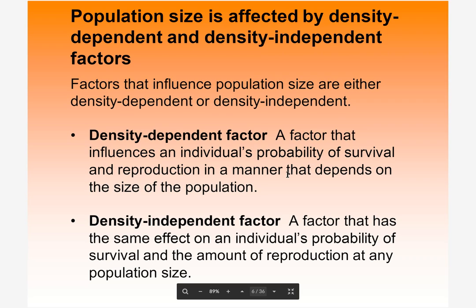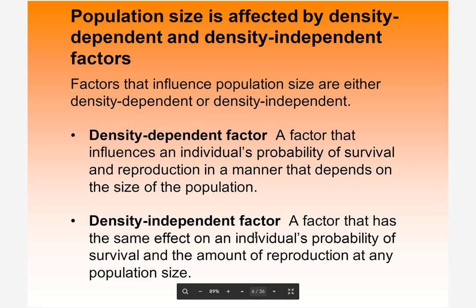A factor that influences an individual's probability of survival and reproduction in a manner that depends on the size of the population. And then a density independent one is one that has nothing to do with the size of the population, right? At any population size. So density dependent factors depend on the size of the population, such as food, water, clean air, and territory size. Because the more organisms there are, the more food, water, clean air, and territory size you need in a larger area, whether it's water or land.